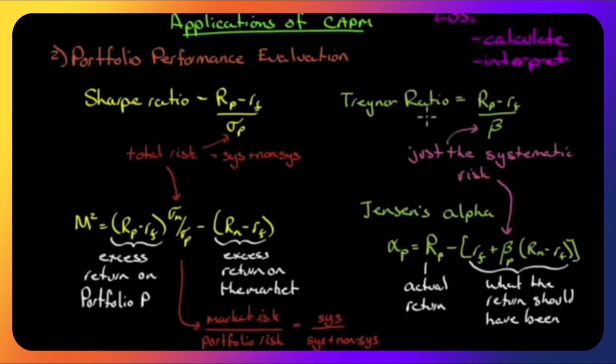The Sharpe ratio, in fact, works off of the capital market line. The Treynor ratio works off of the security market line. I'm going to clear that up when we go through the example as well.